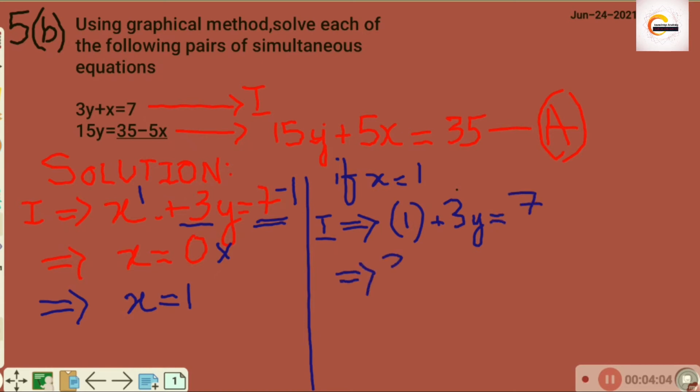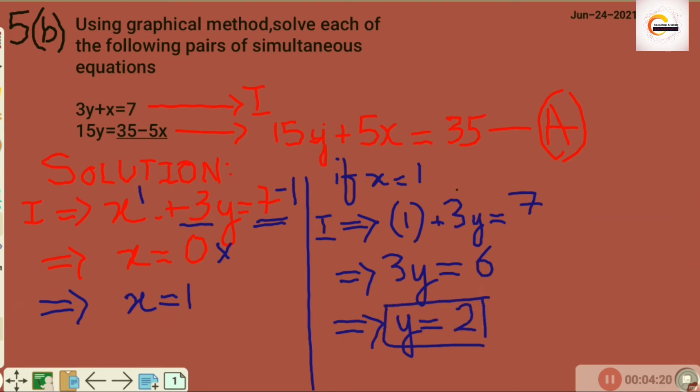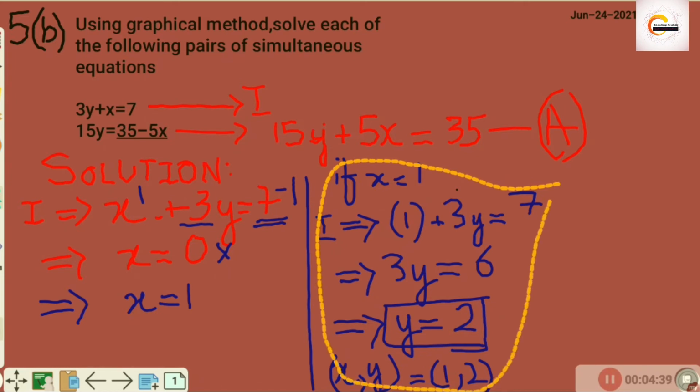Alright, 3y is equal to 6, and y is equal to 6 divided by 3, which is 2. So the first point on this line is 1 comma 2. Now let's see what other points we can choose.